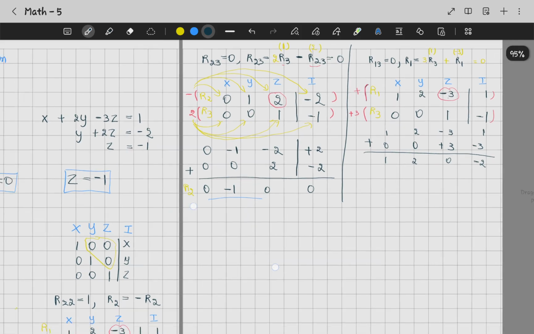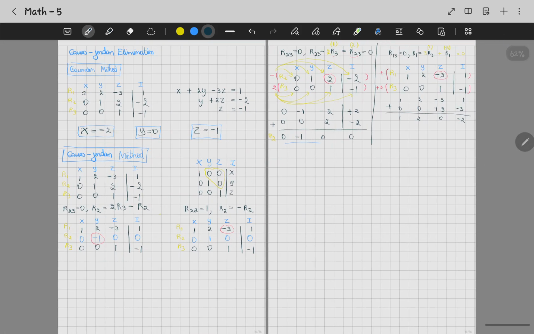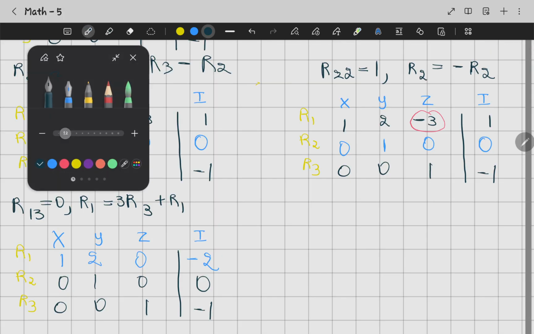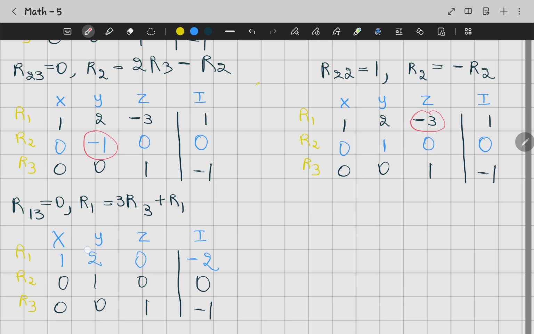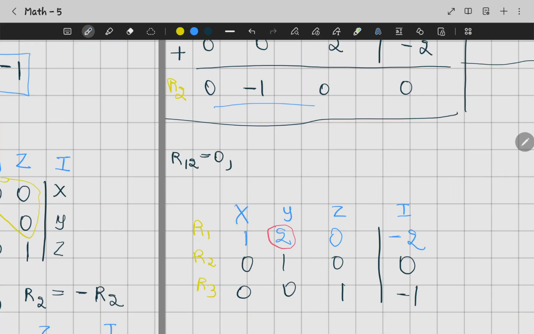Let me place it into our equation. This is what we just did. Now the next thing we need to do is find a way to make it equal to 0. Row 1, column 2: how can we make this one equal to 0? That's what we need to do now. Since we'll be modifying row 1, remember to put row 1 there.